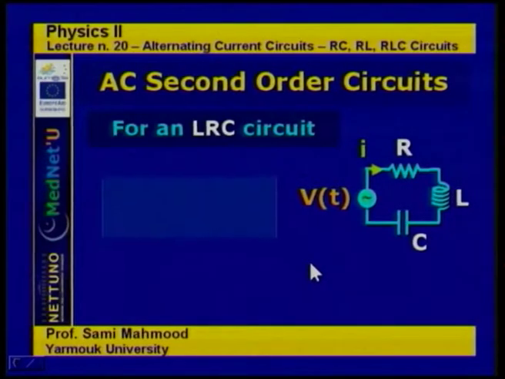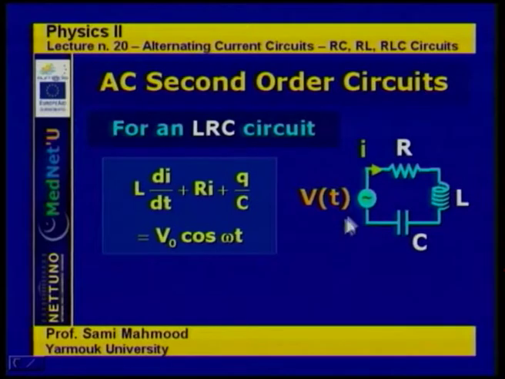And in this case, the differential equation that represents this circuit is as follows. The potential obtained from the power supply, the applied potential or electromotive force that is oscillating in time, is V naught cosine omega t. That's equal to the potential drop in the inductor, which is L di by dt, plus the potential drop in the resistor, which is Ri, plus the potential across the capacitor, which is Q over C.